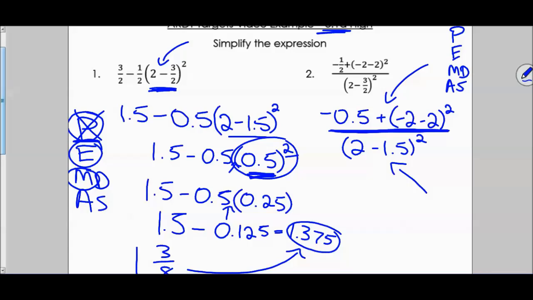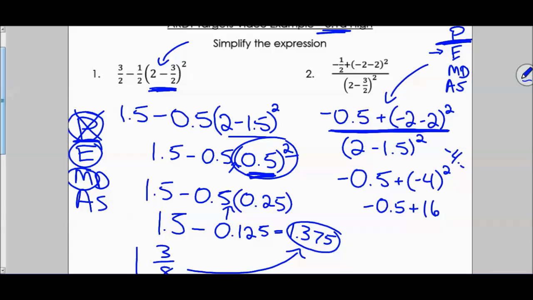We're going to look for our parentheses first. I'm just going to start with the top. We're going to do the negative 2 minus 2 on the inside of the parentheses. That's 0.5. Now plus, this is negative 4 squared. That's just simplifying inside the parentheses. We're done with parentheses on top. Now we'll move down to exponents. We'll square negative 4. It's going to give us a positive 16. It's really negative 4 times negative 4. So that's a positive 16. And we add those two together. That'll give us 15.5. That's the number on top.